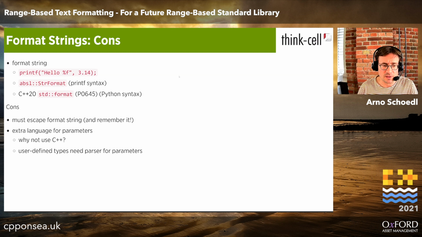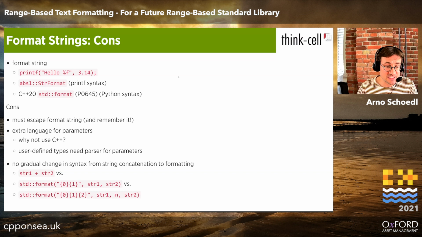Probably more serious is that when you are defining how to format user-defined types, so you're not happy with the formatting of, say, numbers, but you have your own data type that you want to format in a placeholder, then you have to define some sort of parser. It's quite elaborate to introduce some new type into that world of the format string.